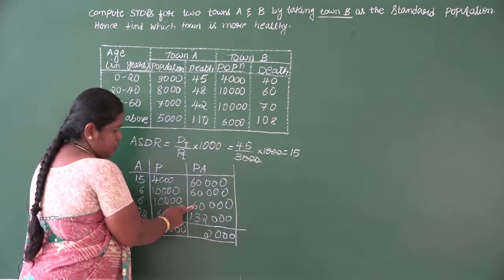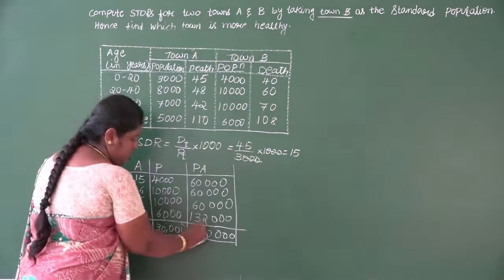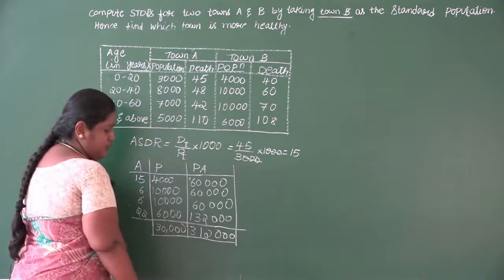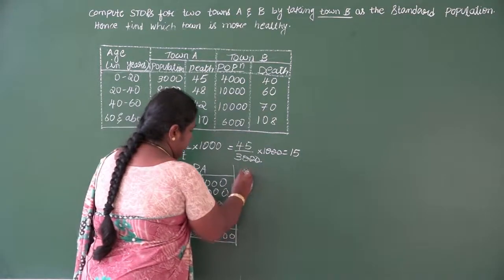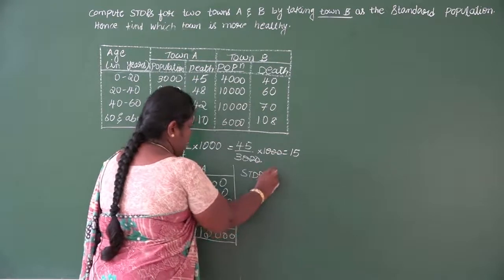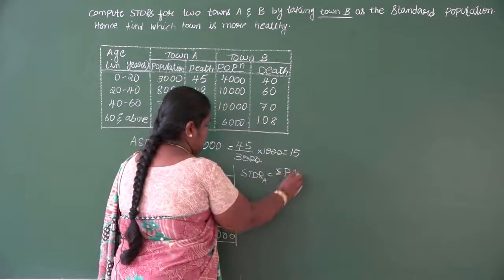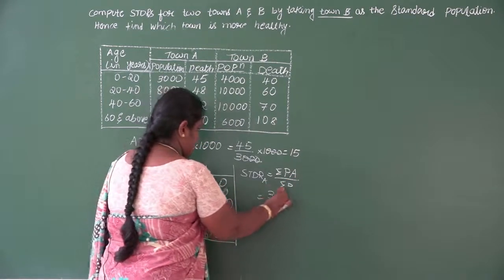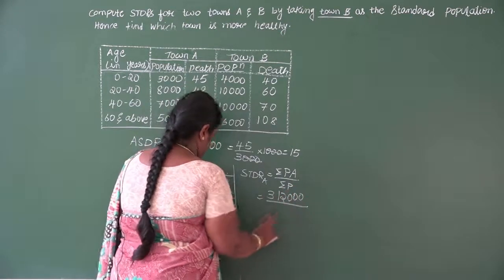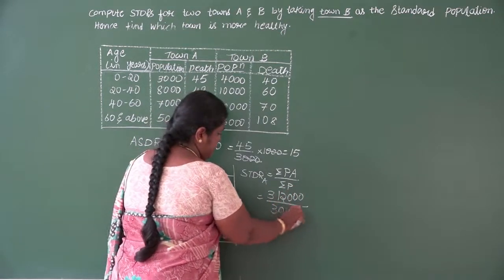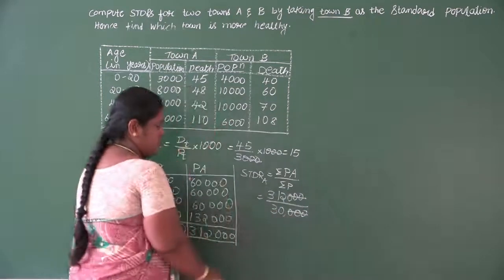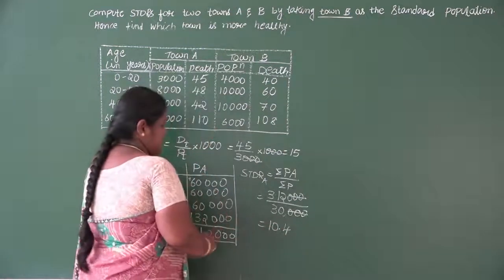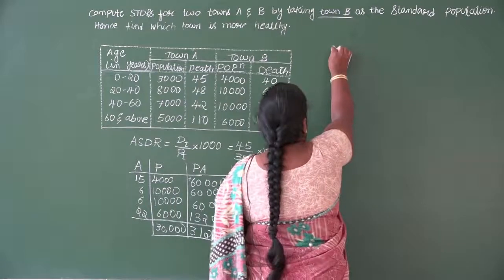So 6 plus 6, 12, plus 6, 18, 18 plus 3, 21, so 2 carry up, 2 plus 1 is 3. So 3,12,000. So what is the standardized death rate formula? STDR of A is sigma PA divided by sigma P. So it is 3,12,000 divided by 30,000. So you can cancel the 0 terms. It is 10.4.